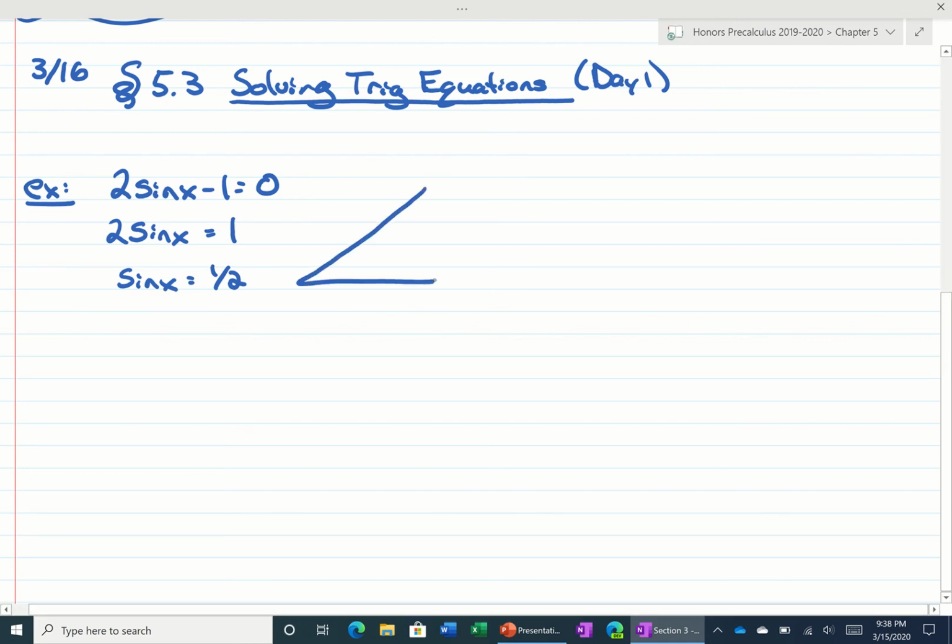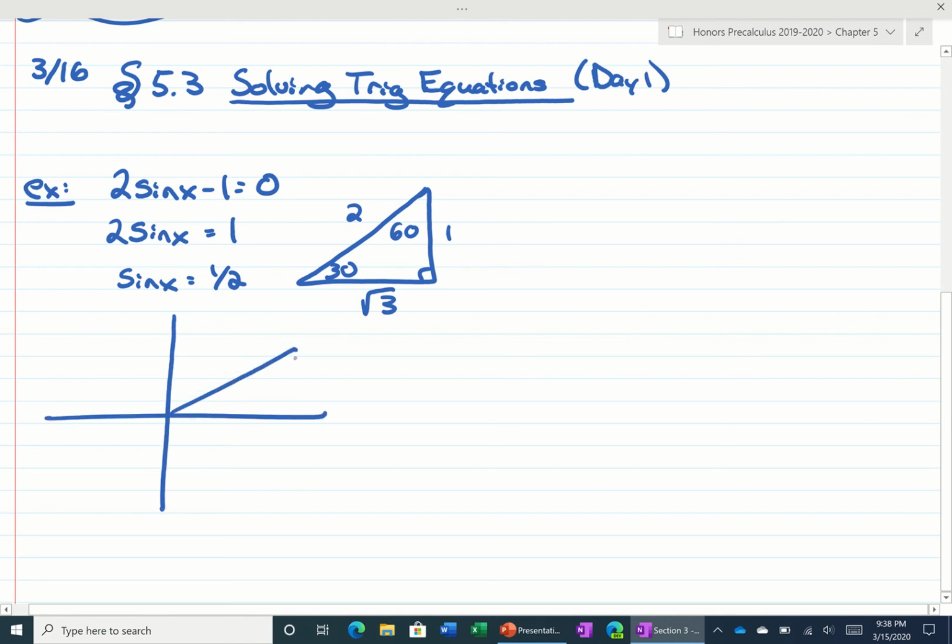And in order to do this, you would look at your special triangle. A 30, 60, 90 triangle would give us 1, 2, and root 3. So sine of 30 degrees gives us 1/2. But also, if all students take calculus, then the other angle where sine would give us a positive 1/2 would be if we drew 30 degrees right here.